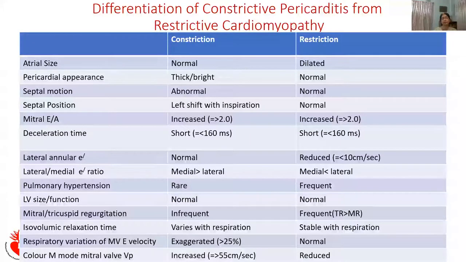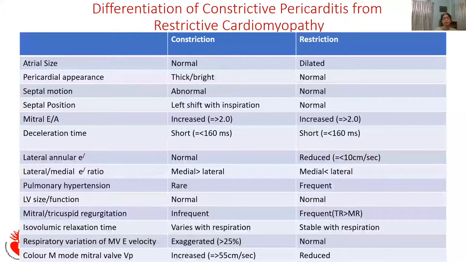Mitral inflow is similar in both cases, that is restrictive pattern. Lateral annular e-velocity is normal in constriction, but reduced in restrictive cardiomyopathy. The medial annular velocity is more than lateral annular velocity in constriction, but medial annular velocity is less than lateral annular velocity in restrictive cardiomyopathy. Pulmonary hypertension is frequent in restrictive cardiomyopathy, and rare in constrictive pericarditis. LV size and function may be normal in both cases. Tricuspid and mitral regurgitation are frequent in both restrictive cardiomyopathy and constrictive pericarditis.